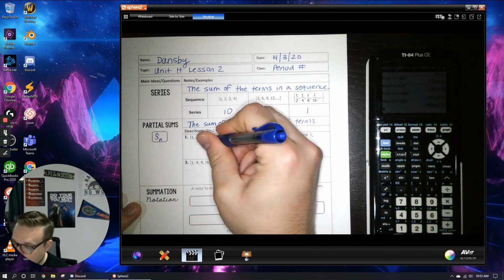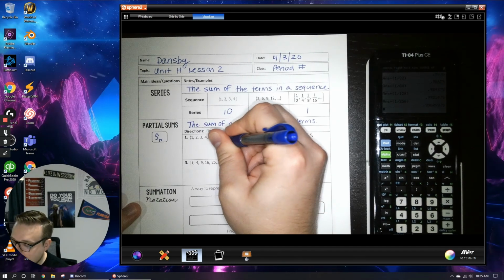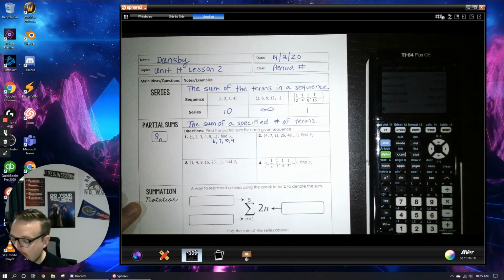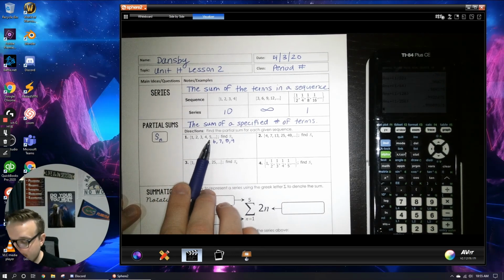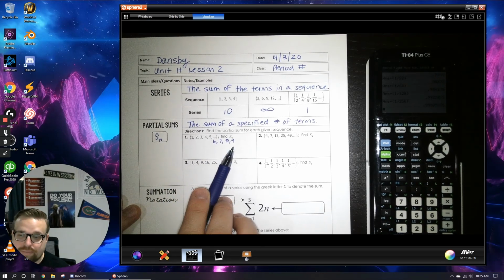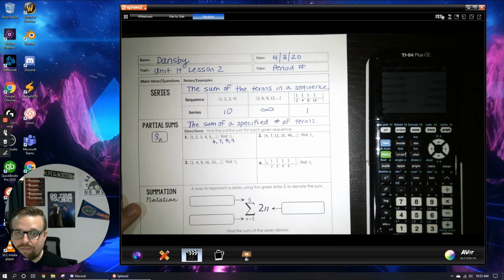So the next term would be 6, and then 7, and then 8, and then 9. But that's not all they want you to do. They also want you to find the sum of the first 9 terms at this point. So what is 1 plus 2 plus 3 plus 4 plus 5 plus 6 plus 7 plus 8 plus 9? Okay, so that's what they're trying to have us figure out.